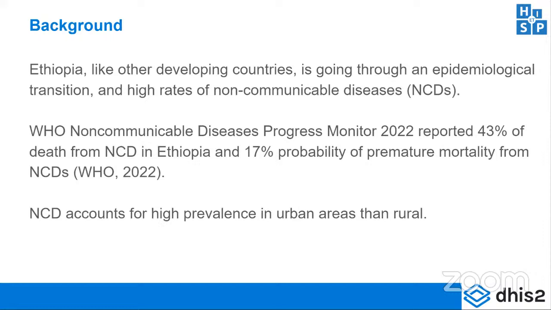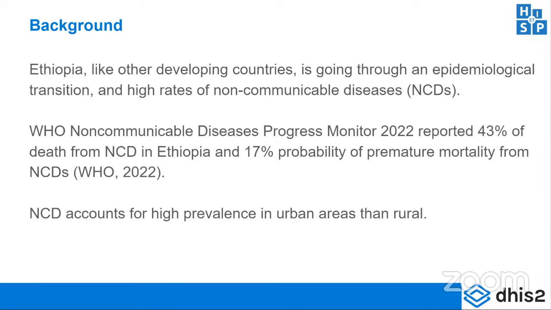Ethiopia, like any other developing country, is going through this transition Brian talked about. This is demonstrated in the high number of non-communicable diseases and the attention it's getting nowadays. The WHO's NCD Progress Monitor 2022 reported that 43% of deaths in Ethiopia come from NCDs, and 70% of premature mortality is coming from NCDs again. This is the WHO study released in 2022. There are other studies showing that more and more disease burden is coming from NCDs than from communicable diseases.